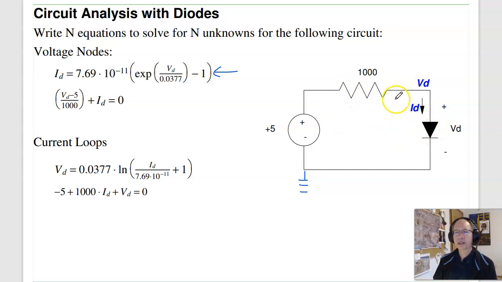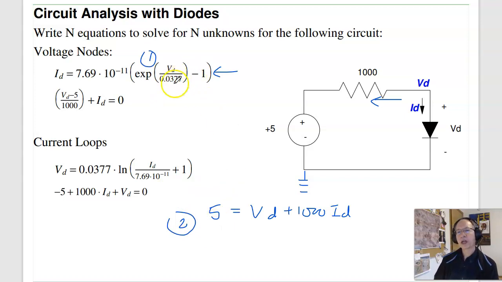The second equation I can get from Circuits 1. I can say that conservation of current, current left plus current down equals 0. Current left is (VD minus 5) over 1,000. Current down is ID. Two equations, two unknowns. I could also do a current loop and say that minus 5 plus 1,000 ID plus VD equals 0. Or I could also say that 5 is equal to VD plus 1,000 ID. Any of those work. Here's my one equation. Any of these are the second equation. Two equations, two unknowns. With that, in theory, I can solve, but the problem is these are nonlinear.